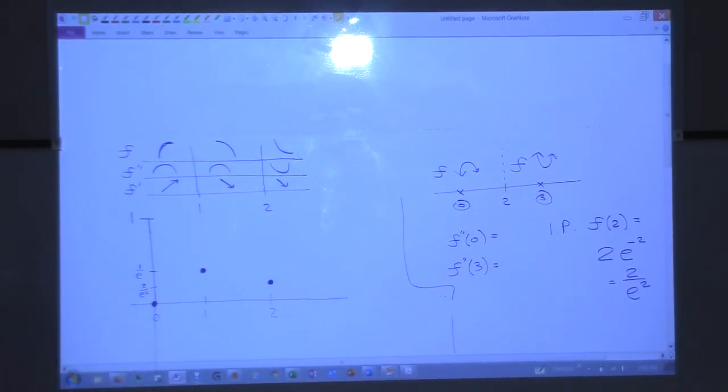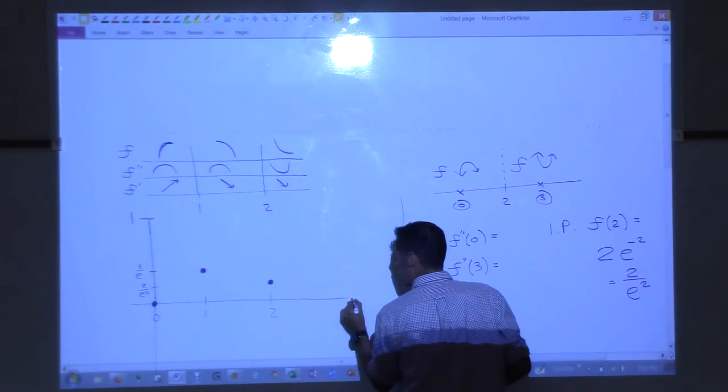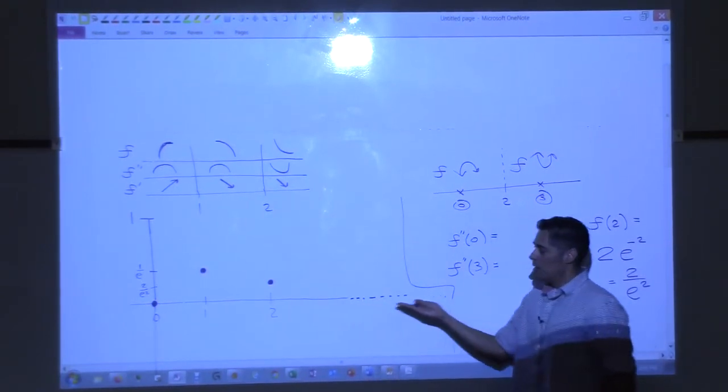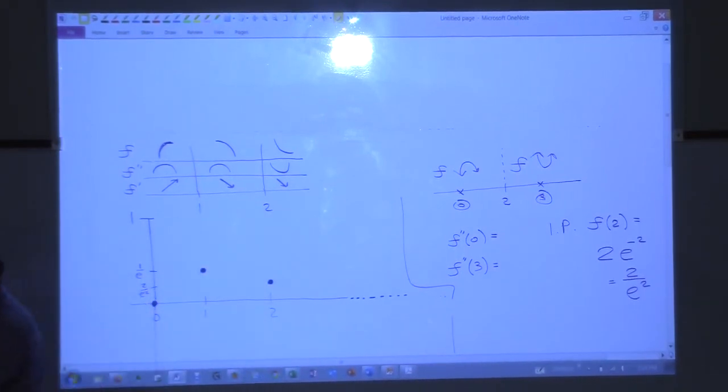Anything else I have? I have a horizontal asymptote out the right side. This thing should flatten out to the x-axis. And what about the left side? It's supposed to go down forever, right? I think that's enough. I think we can draw it.